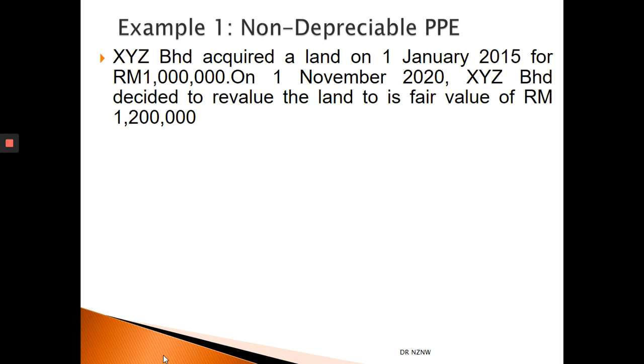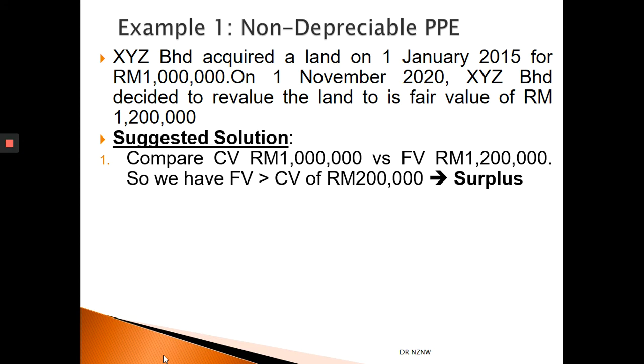We have XYZ Berhad acquire a land. Land, you don't calculate depreciation. It acquired the land on 1st January 2015 for 1 million. On 1st November 2020, XYZ Berhad decides to revalue the land to its fair value of 1.2 million. So how do we actually account for it? Since this is non-depreciable PPE, we can compare straight away the carrying value of 1 million with the fair value of 1.2 million.